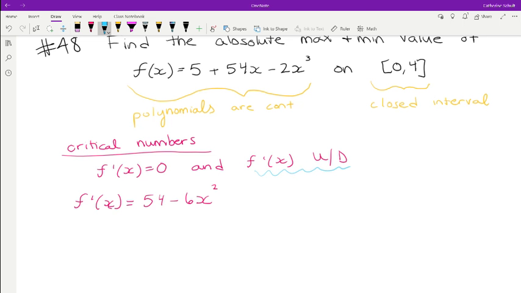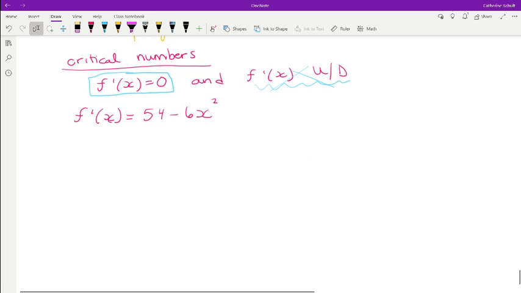that's another polynomial, that's a parabola. It's defined everywhere. So we're just going to be focused on this one. Where is it undefined? So again, doesn't apply in this situation. So we want to know when 54 minus 6x squared is equal to 0, that's going to be a critical number.